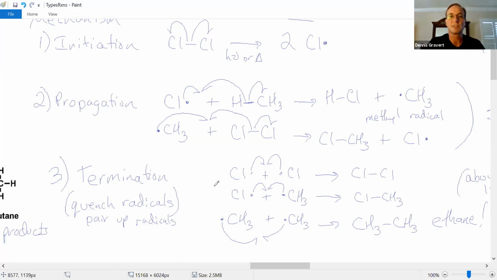And then down here, termination. Go back and look at all your steps and find your radicals. Hey, here's a chlorine radical. Here's a chlorine radical. Here's a methyl radical. Here's a methyl radical. Here's a chlorine radical. There's only chlorine and methyl radicals. So find every combination to pair them up. And those are your termination steps.